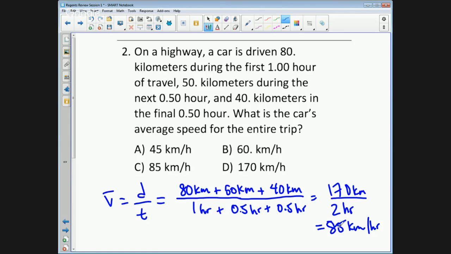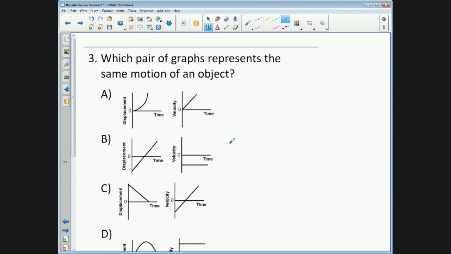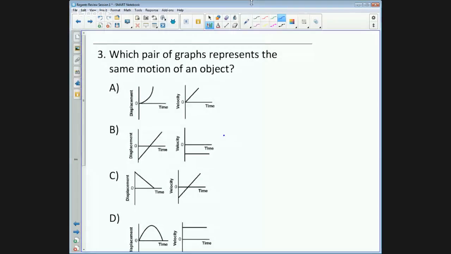But the answer here is 85 kilometers per hour, so choice C, and that's correct. Okay, so for the third one, what does it say? Which pair of graphs represents the same motion of an object?